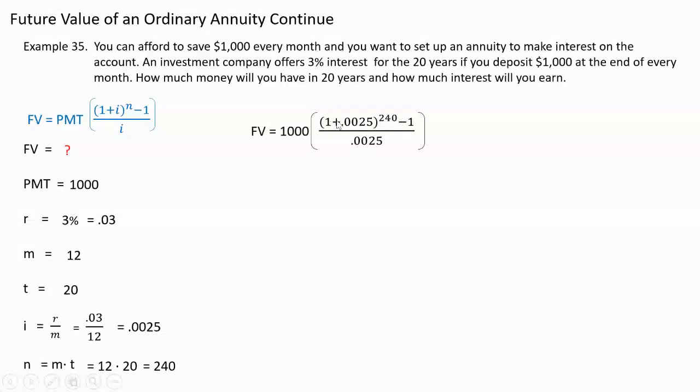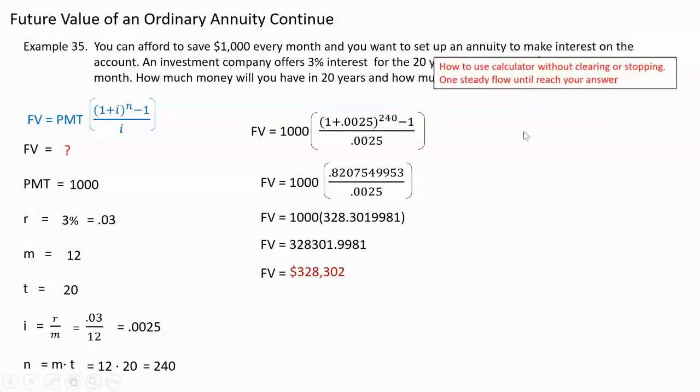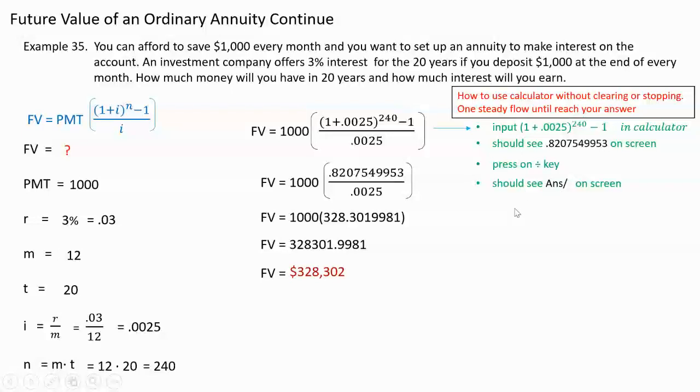We're going to start with the numerator. Let me show you again here, guys, with one steady flow. You're going to enter parentheses 1 plus 0.0025 to the power of 240 minus 1. So this in black is what you should see. Now you're going to hit the division key. Why? Because you're going to be dividing that value by 0.0025. So then you should see that on your screen. Then you're going to enter 0.0025, and this is what you should get: 328.3019981.